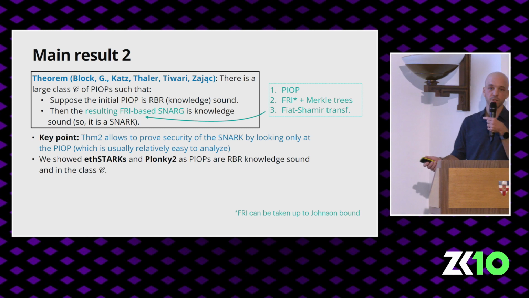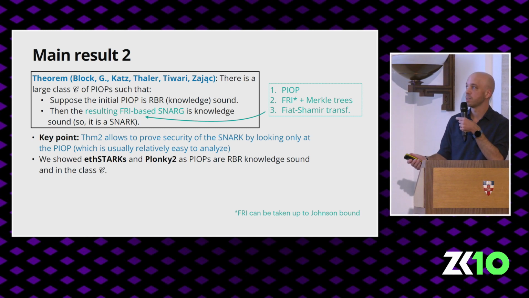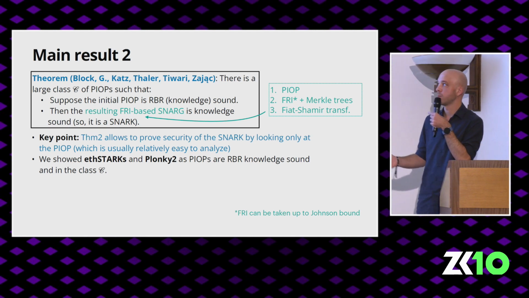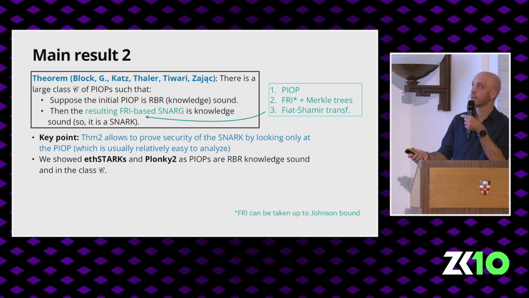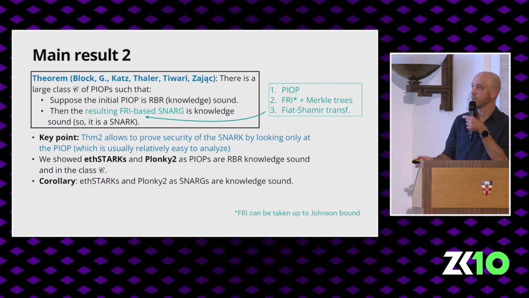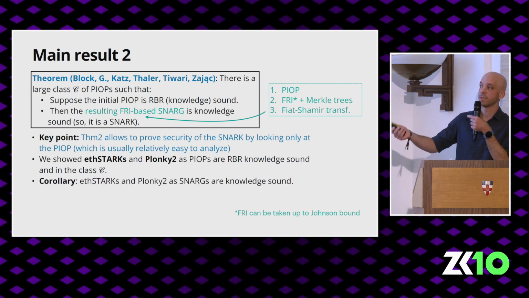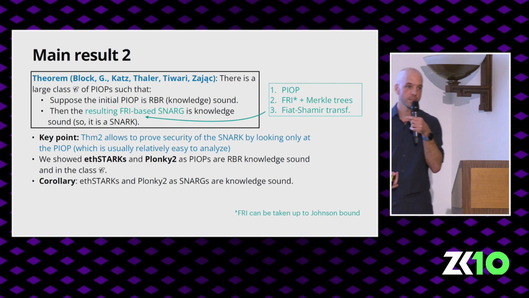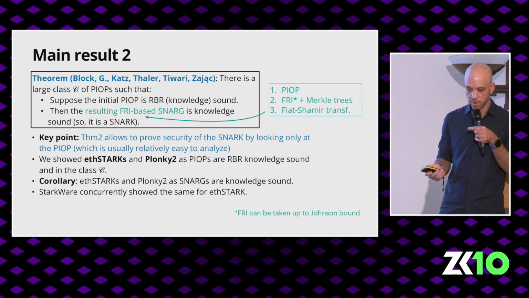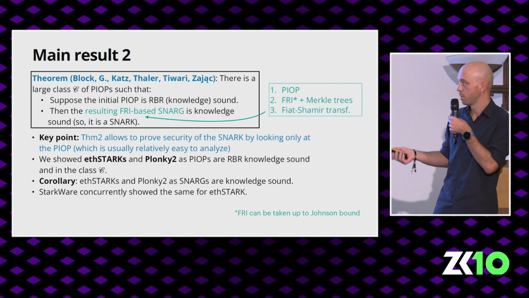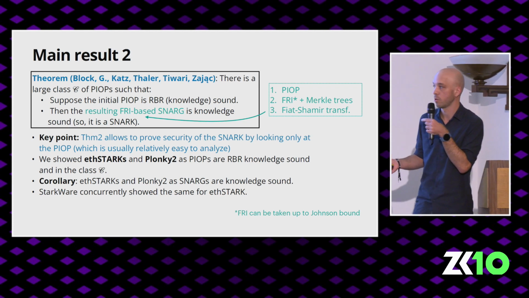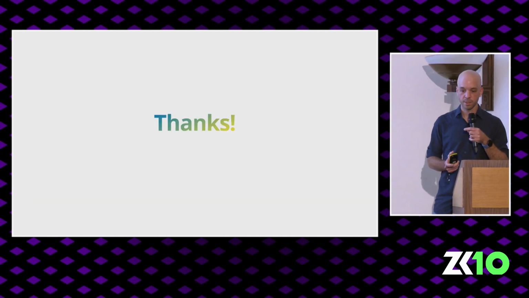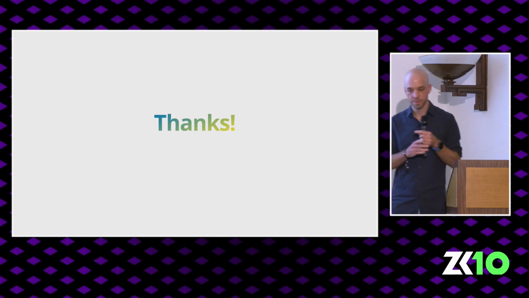An application of this strategy is that we show that ethSTARK and Plonky2, in their PIOP forms, are round-by-round knowledge sound, and that they are in the class of the theorem. A corollary then is that these protocols are knowledge sound, and they have the knowledge soundness that we expected them to have. And for ethSTARK in particular, this was also proved by StarkWare concurrently. And that's the end of the talk. Thank you.